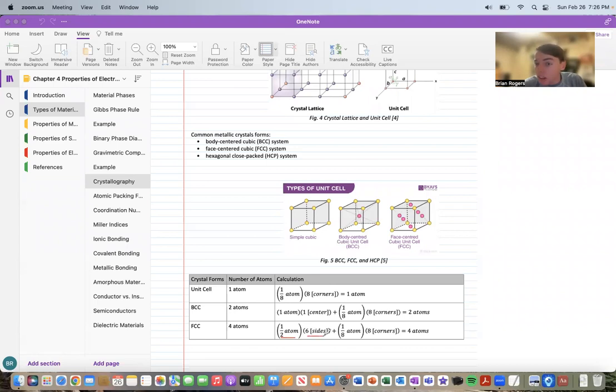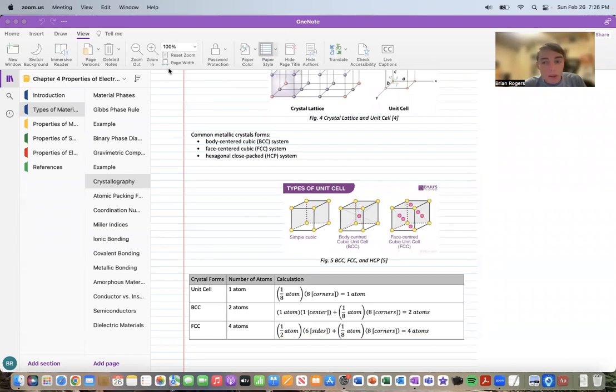And so that's why we have half an atom on each face times 6, because we have 6 of these faces to our cube: the front face, the back face, the left face, the right face, the top face, and the bottom face. And then we have an eighth of an atom at each of the 8 corners. And so that makes 4 total atoms stored within this face-centered cubic unit cell.